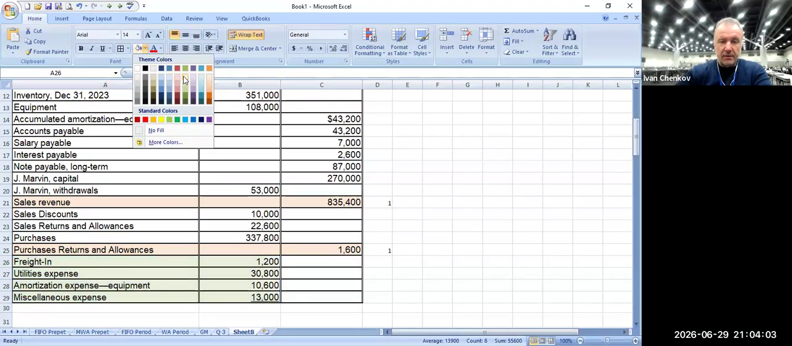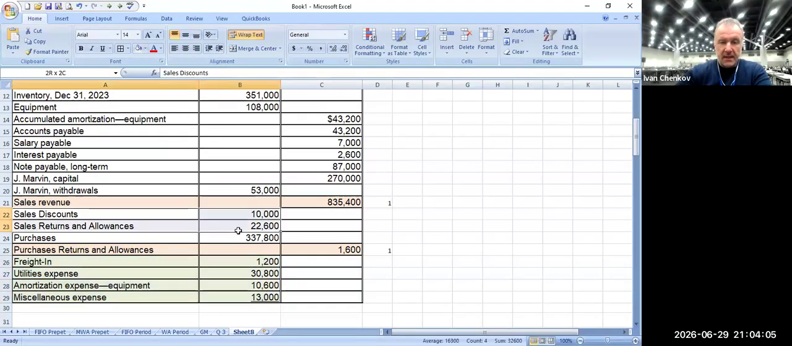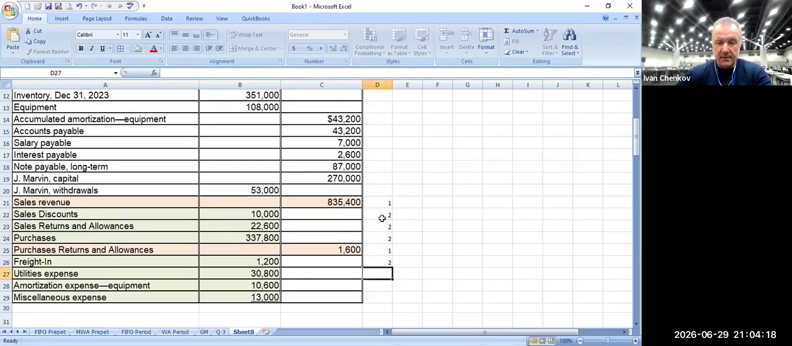Plus, we're gonna close anything else that has a debit balance, including the sales discount, sales return allowance, purchases, and freight in. That will be our second journal entry. And we're closing all those accounts in the income summary.